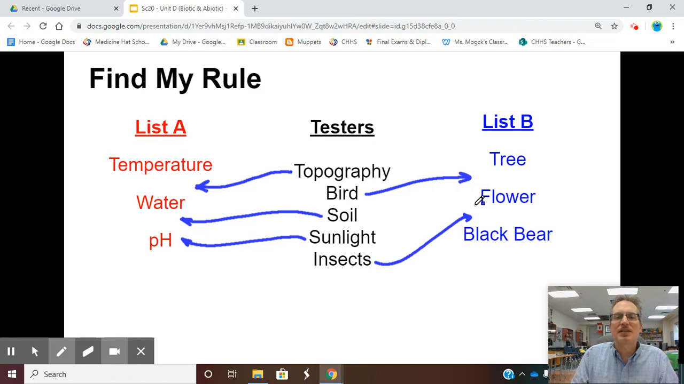So my question is, do we notice something similar about these six substances on list A? If you say that they're non-living, you would be correct. So we would call these abiotic examples. Over here, tree, bird, flower, insects, black bear. These are all living things, so I would call these biotic.